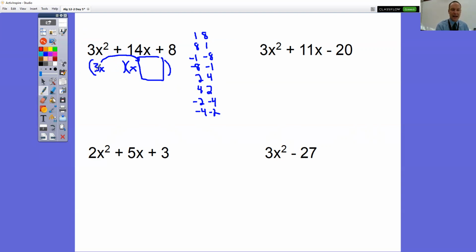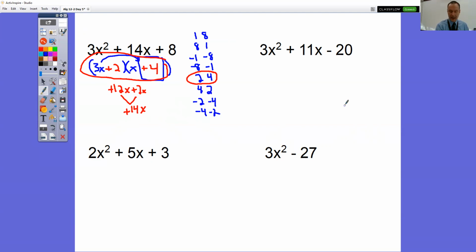Let's just try that first one, a +2 and a +4. Let's see if that works. So 3x times x is 3x squared. That's good. For my outers, I have 3x times 4, which is 12x. Then I have my inners, 2 times x is 2x. Ding, ding, ding. I got it right on the first one. Plus 14x in the middle. So this would be my answer. The combination that worked was that one.